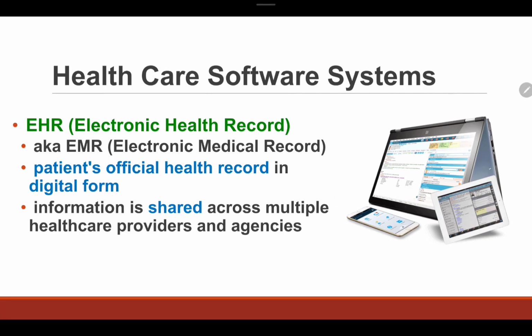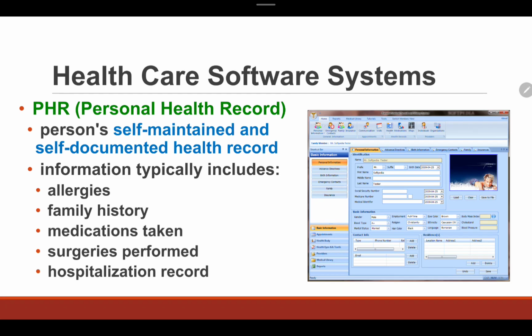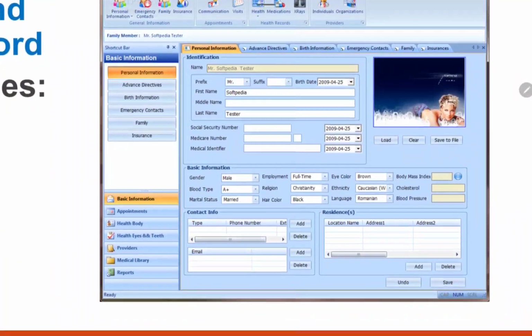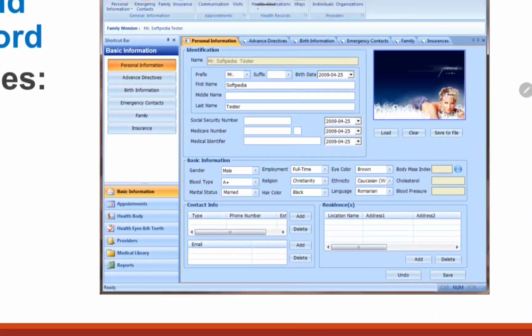Okay, so let's talk about the personal health record. This is a person's self-maintained and self-documented health record. Information typically includes your allergies, family history, medications taken, surgeries performed, hospitalization record. So this is an example po ng ating PHR, no, the personal health record.